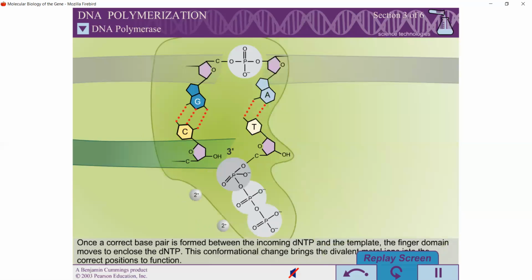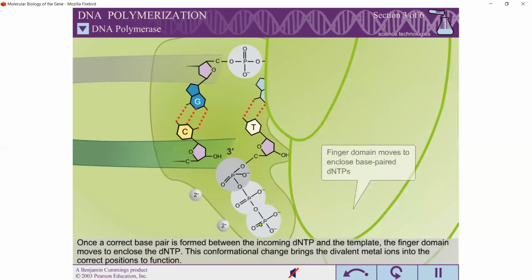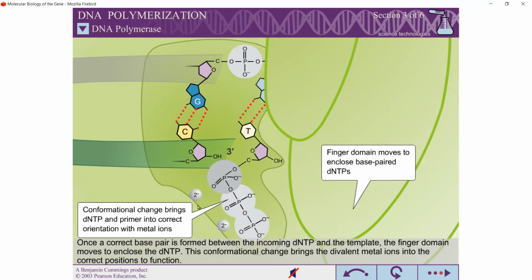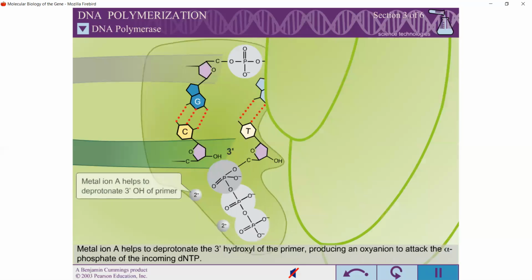Once more, let's go over this. The moment the finger domain closes, you see, the conformational change occurs, as a result of which the triphosphate is brought near to the divalent metal ions, and the triphosphate is also brought close to the 3' OH. What happens now? Metal ion A helps to deprotonate the 3' OH. So we have our oxygen. So we got our oxyanion.